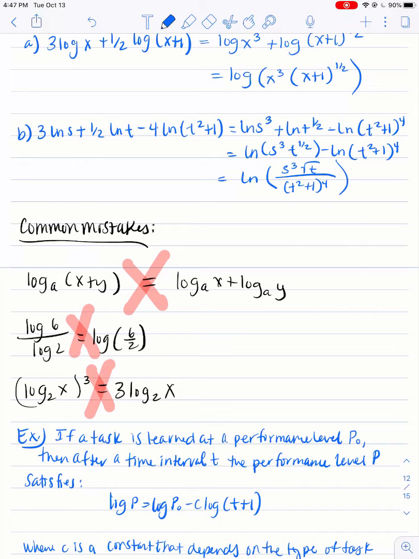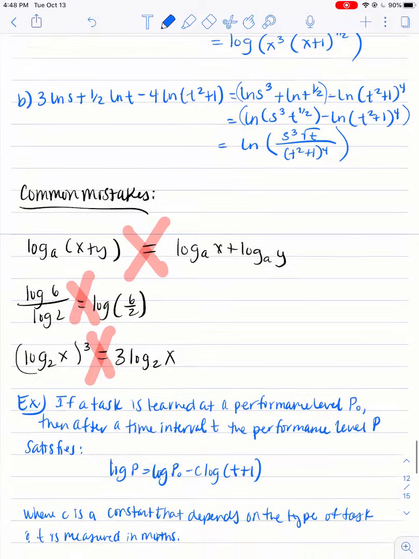So I go ahead and do the power rule. So I have ln s cubed plus ln t to the 1/2 minus ln (t squared plus 1) to the 4th. Now I look at this here, and I could do the product rule. So I combine s cubed and t to the 1/2, multiplying them. So I have ln s cubed t 1/2 minus ln (t squared plus 1) to the 4th. Now for this whole part, I could do the quotient rule. So I have natural log of s cubed times square root t all over (t squared plus 1) to the 4th.